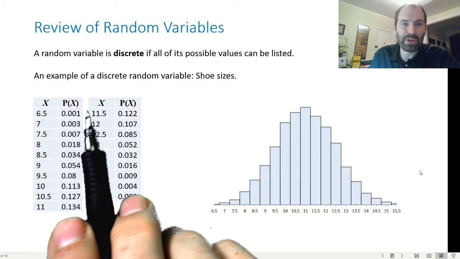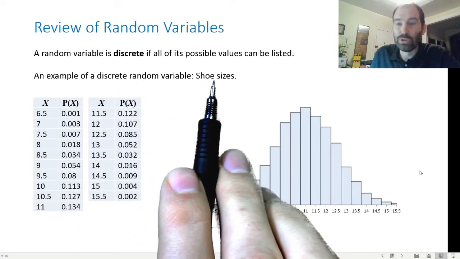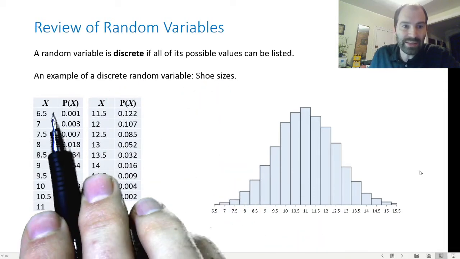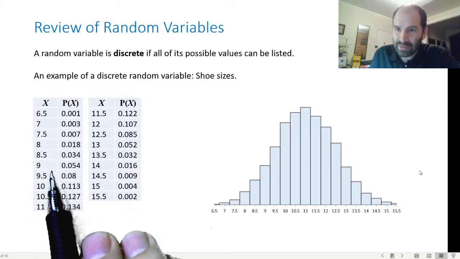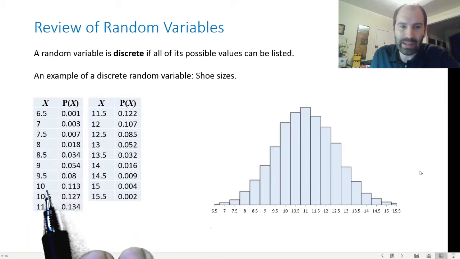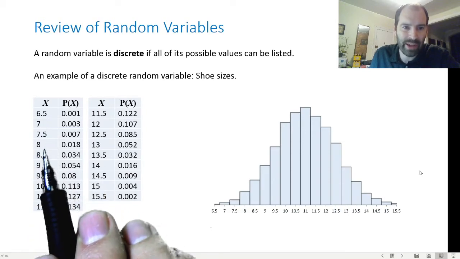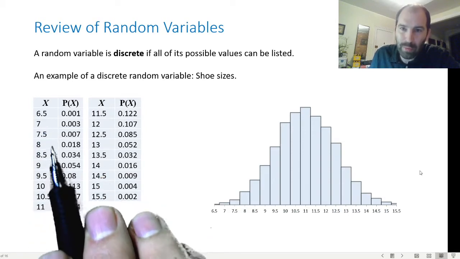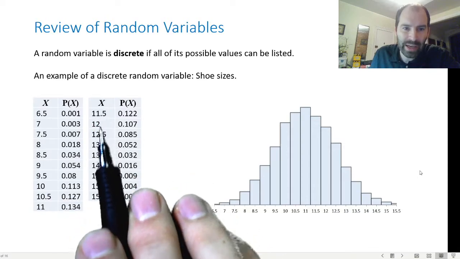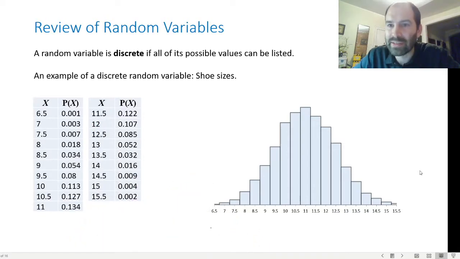So an example of a discrete random variable is shoe sizes. The sizes can be decimals, right? But there's few enough of them that I can list them all because they come in halves, right? 6.5, 7, 7.5, 8, 8.5, 9. I can just write them all, all possible values. I can just put them into a list.